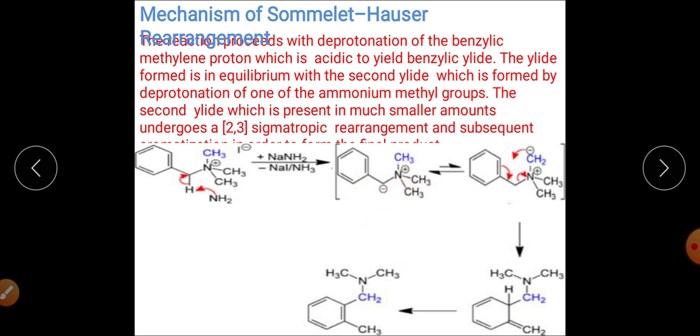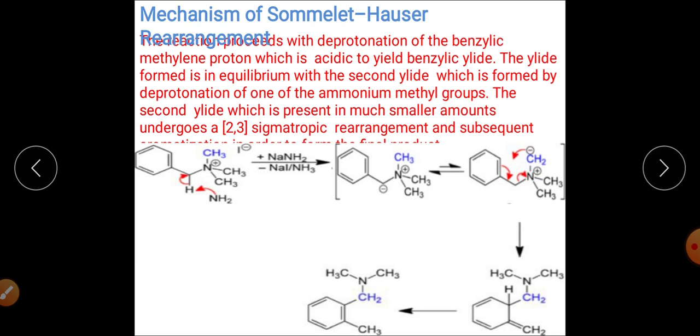So here the formation of the halide takes place. So the first step in the Sommelet-Hauser type of rearrangement reaction is the formation of the halide. Then this will reversibly convert into another type of halide. Now this is the carbon which is bearing the CH3, the methyl group, and this methyl group will now convert into CH2 negative, and the proton will be transferred from this particular carbon to this one.